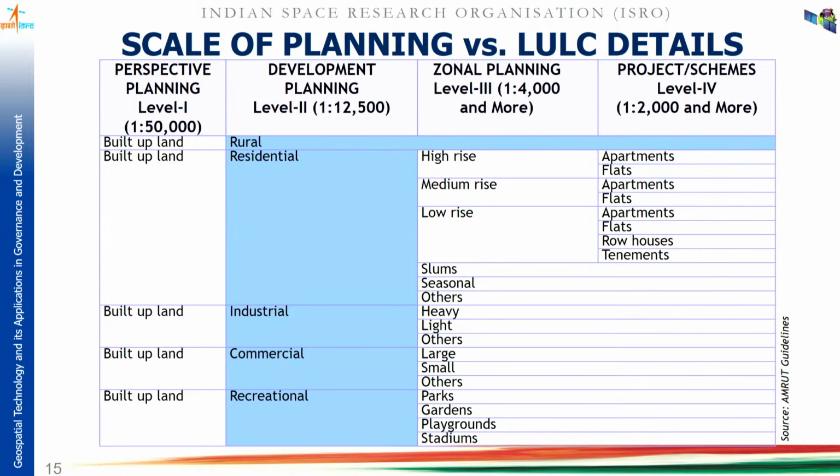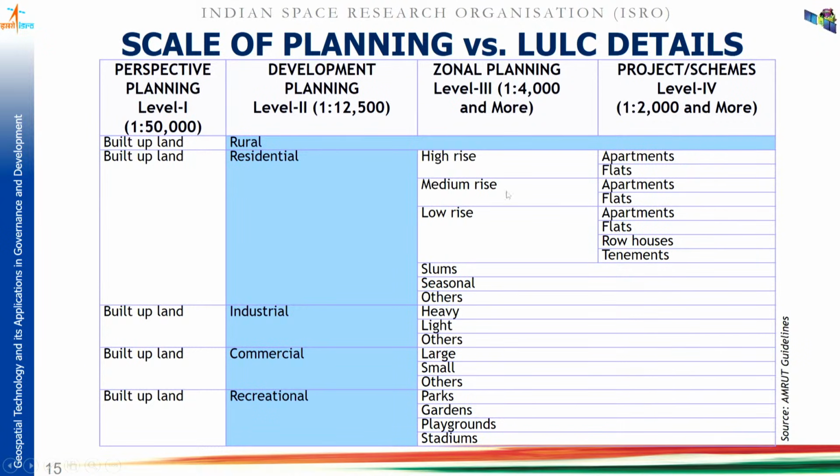And the land cover is also very broad, like built up, non built up. When you come to a development plan, your scale comes down to 1:2,500 or sometimes 1:20,000 also. And then you talk about rural areas, residential areas, in urban areas, commercial, industrial. Then when you come to a zonal plan, you fill in more detail.